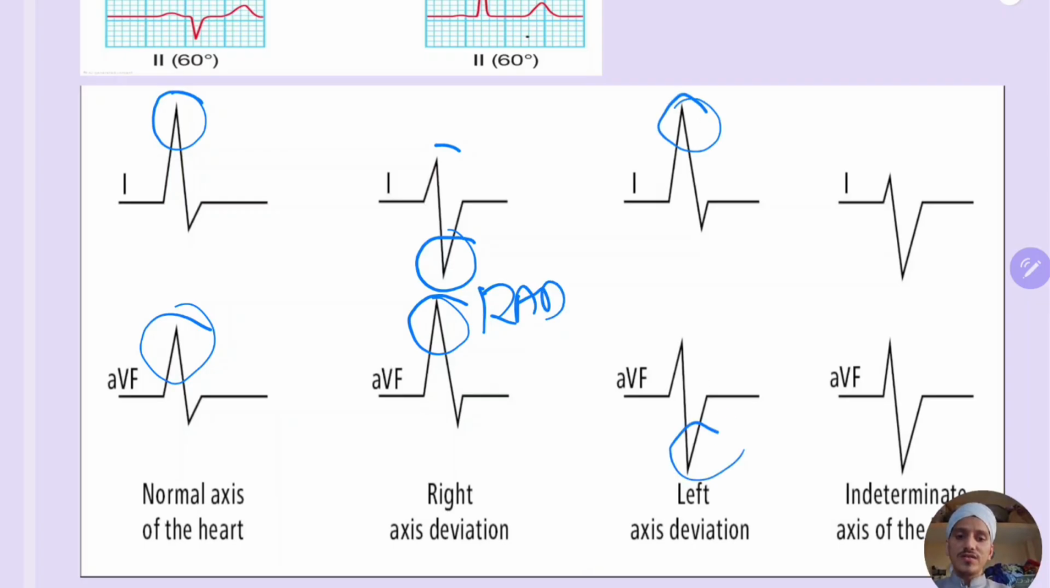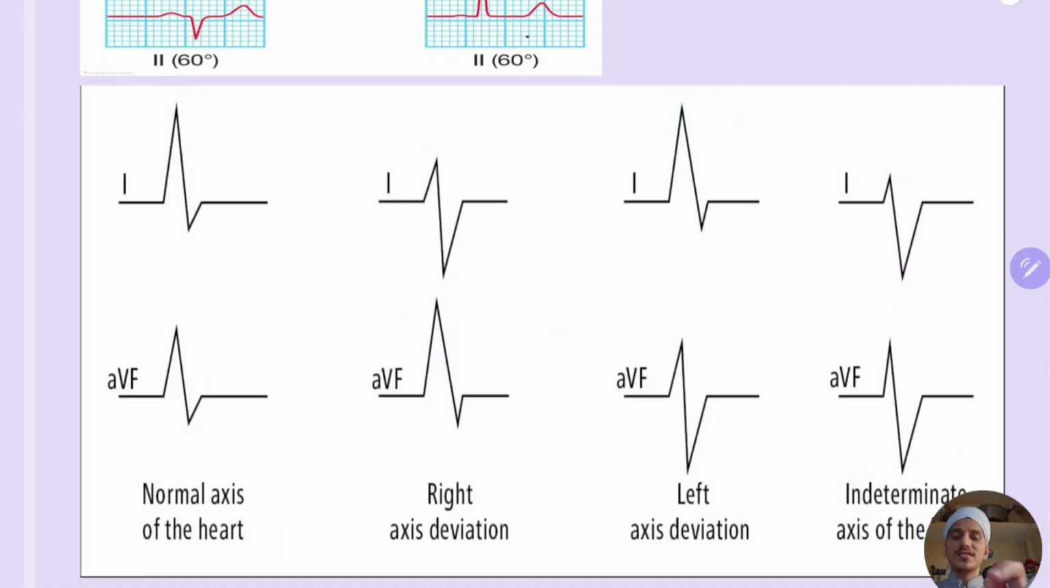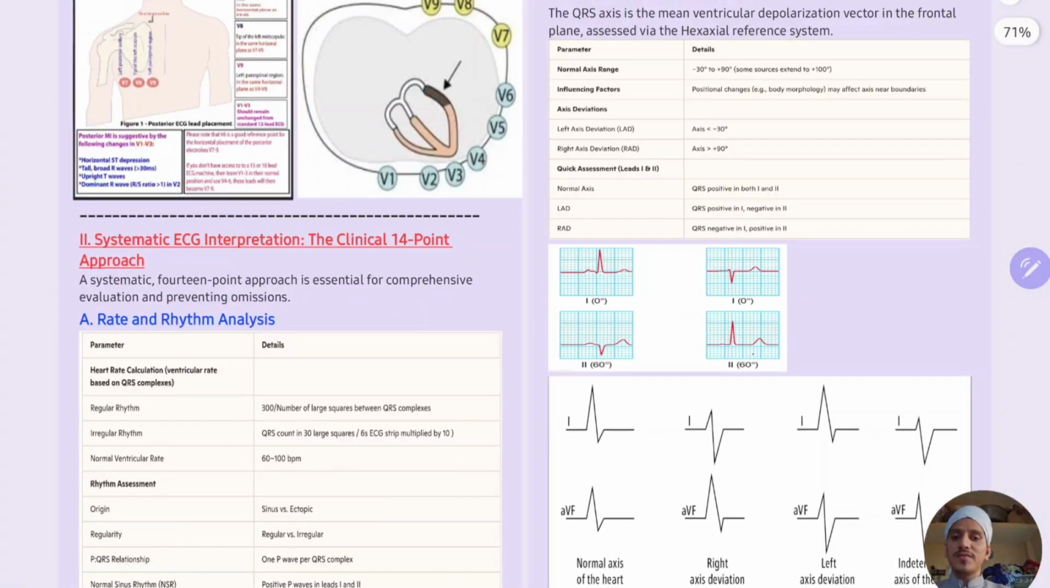Here they are leaving, so that's why this is left axis deviation. So both are negative, this is indeterminate axis. Okay, that's how you evaluate the axis deviation, the electrical cardiac axis deviation. Okay, this is the very easy method. This is important.